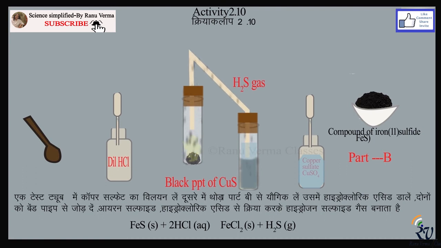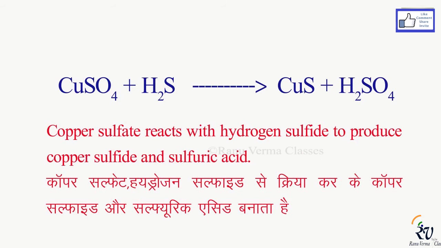When the emerging gas passes through the bent pipe, copper sulfate shows a black precipitate. This is actually a confirmatory test for hydrogen sulfide. It means we have to prove that the emerging gas is hydrogen sulfide. Now see what happens chemically. When copper sulfate reacts with hydrogen sulfide, it gives copper sulfide and sulfuric acid.